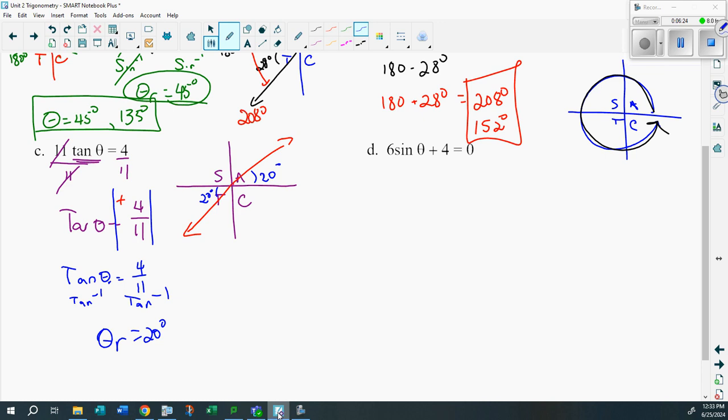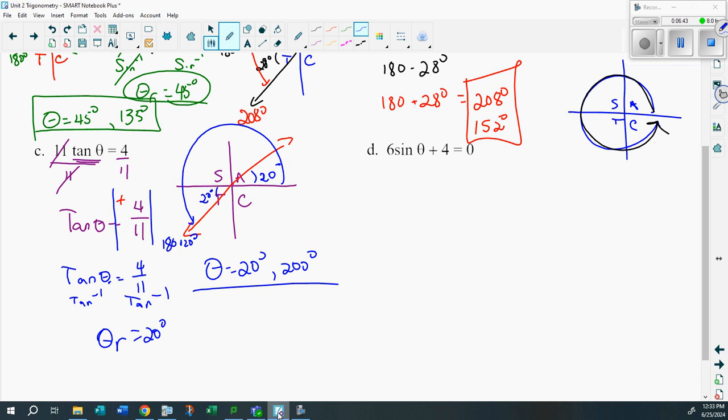Well, since this is in quadrant 1, there's your angle in standard position right now. One of the angles is 20 degrees. But remember, the other angle has to go all the way past 180. So this is going to be the 180 plus the 20 degrees, which works out to be, yeah, you got it, 200 degrees. That's how it works.